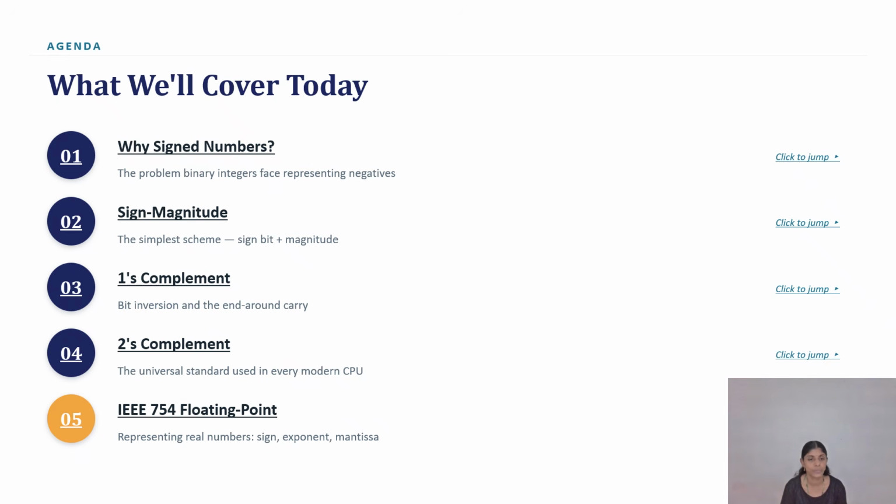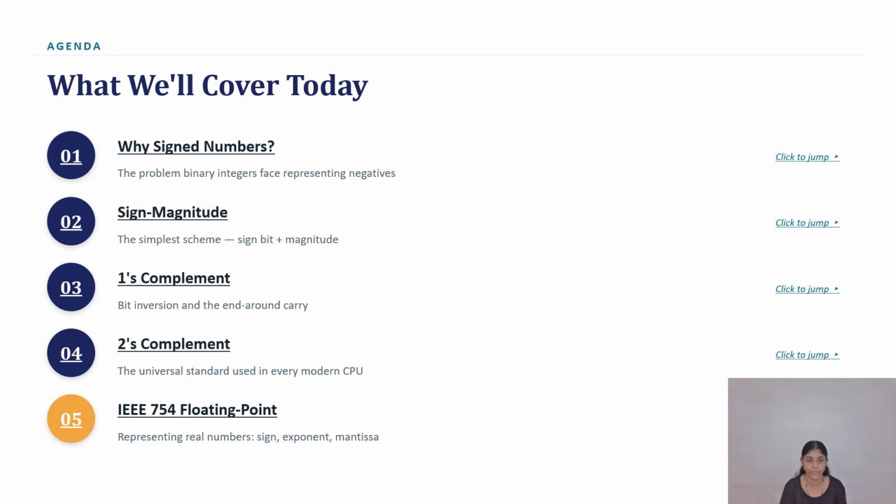Section 1: why we are using the signed numbers. The simple definition I have given here, the problem of binary integers representing negatives. We will see in detail. In section 2, you are going to learn what is sign magnitude. From here itself, you can find it is the simplest scheme. From that word itself, you can understand: sign plus magnitude.